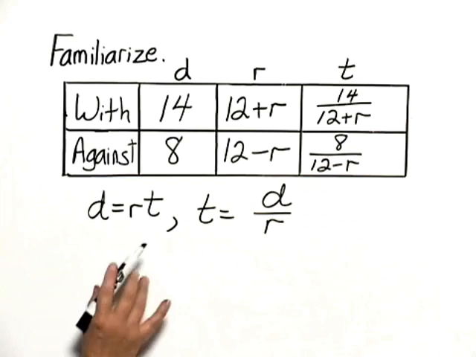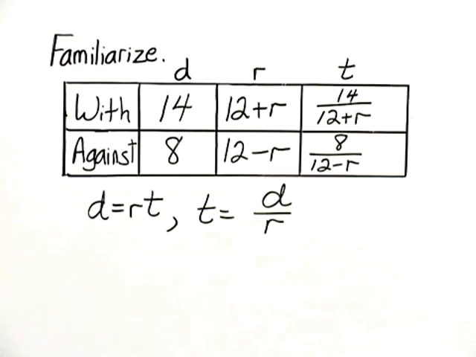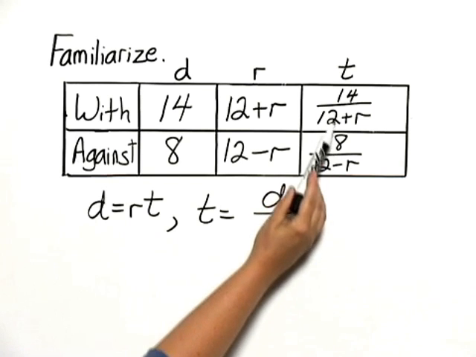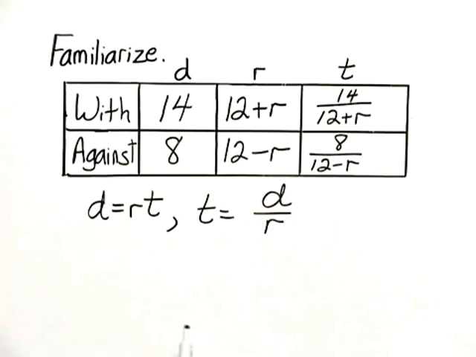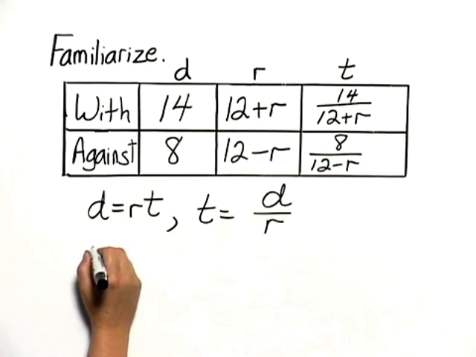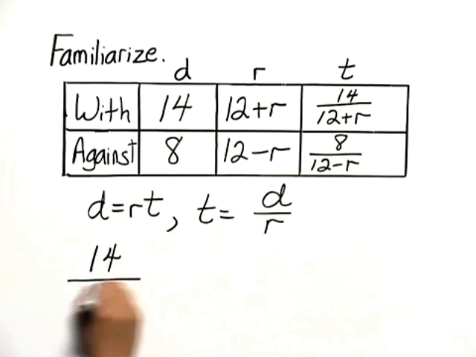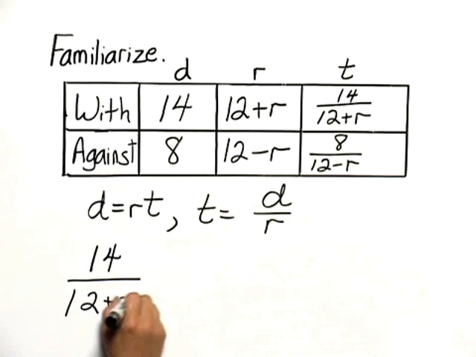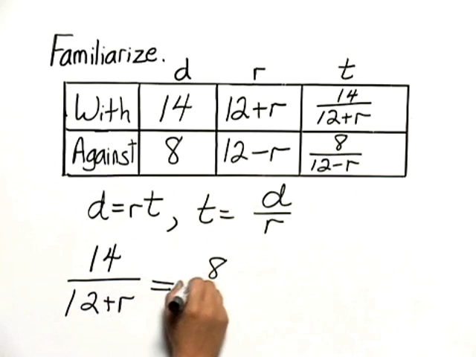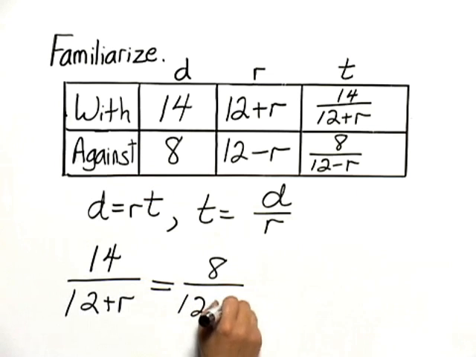To translate this to an equation, we need one more piece of information. It may not be really obvious from the problem, but we're told that the times were the same for the distance with the wind and against the wind. We've calculated those expressions for those two times, and the fact that they're the same allows us to write an equation: 14 over 12 plus r equals 8 over 12 minus r. And we've translated now to an equation that we can solve.